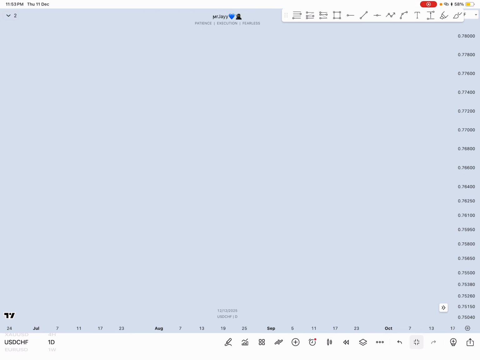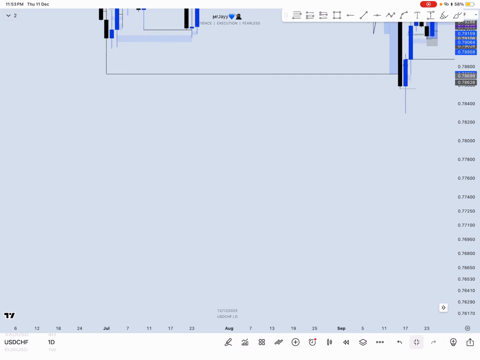So I just want to drop an update of what the market has been doing, because I dropped my view of what I'm expecting the USD CHF to do after it took out my overall targets for all the sales I was taking then. So I just want to drop an update of what the market has been doing and my trade so far on USD CHF. So let's dive straight into the charts.